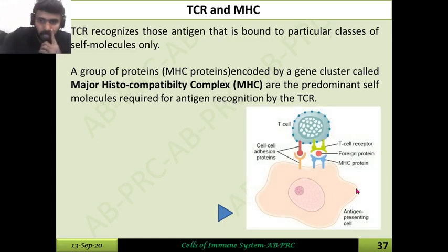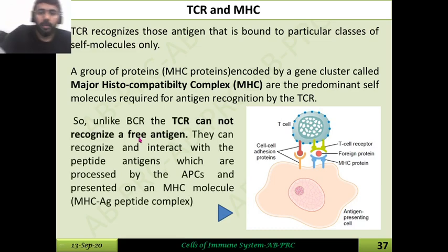You can see the image where there is a T cell, and the T cell recognizes the antigen. Here you can see the foreign protein, or the antigen. This antigen is recognized by the T cell receptor, but the recognition requires assistance by the MHC protein. Alright. So we have to understand that the recognition by the B cell receptor and T cell receptor are not of a similar kind. The T cell receptor cannot recognize a free antigen, but the B cell receptor can do so.